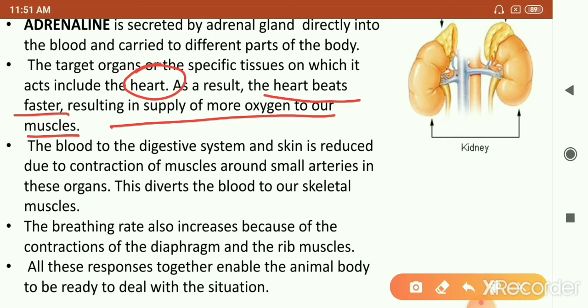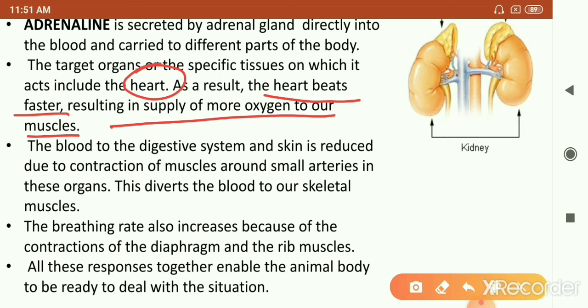like if a dog is chasing you or you have seen a snake, you have to either fight or flight. So for that the muscles have to work, and for that they require sufficient amount of oxygen. And so when the heart beats faster, more and more oxygenated blood is taken to the muscles so that the muscles get sufficient oxygen to overwork.